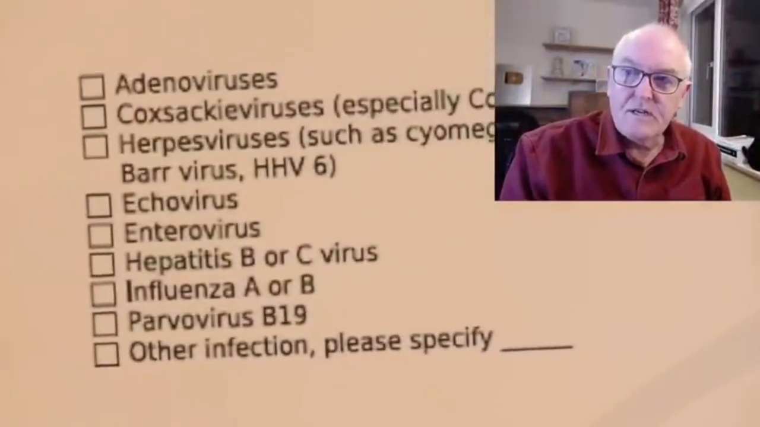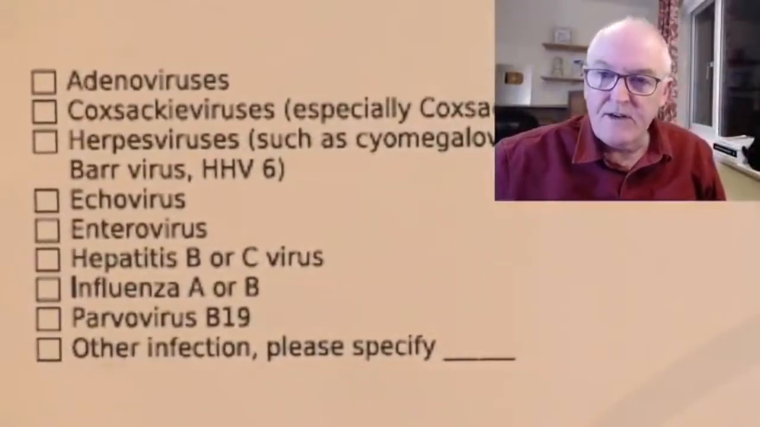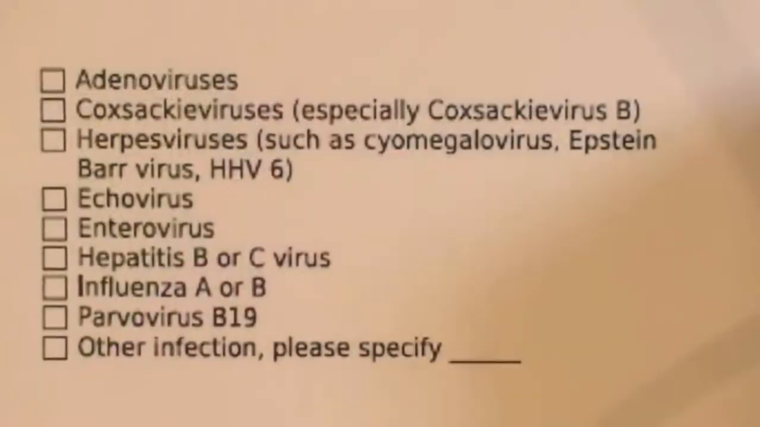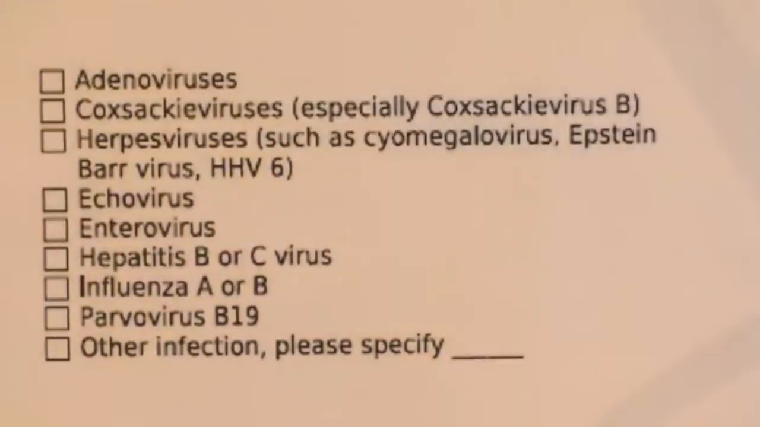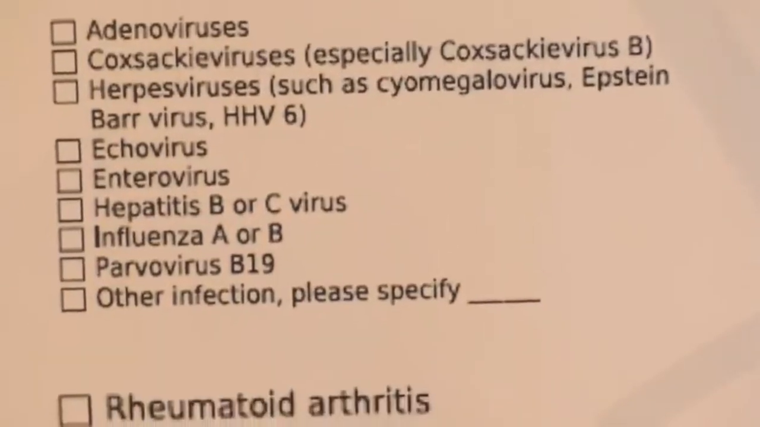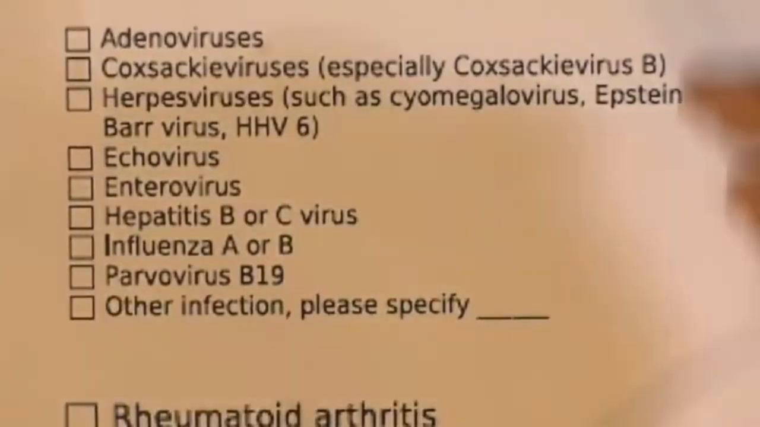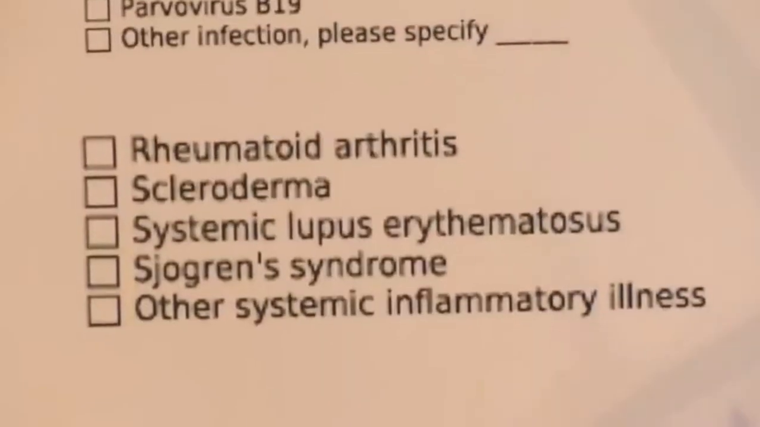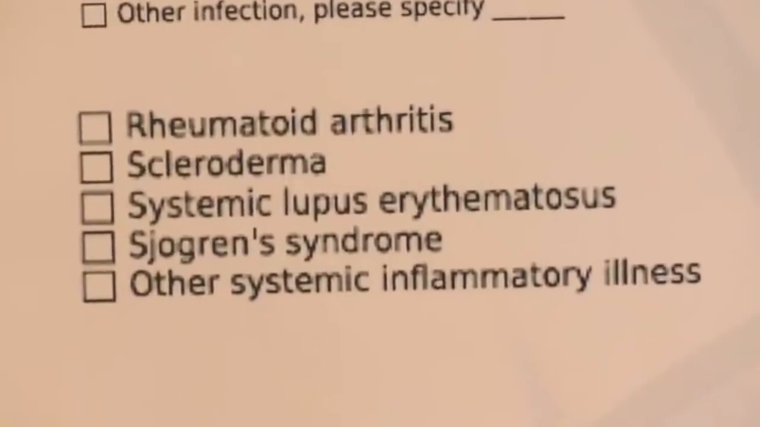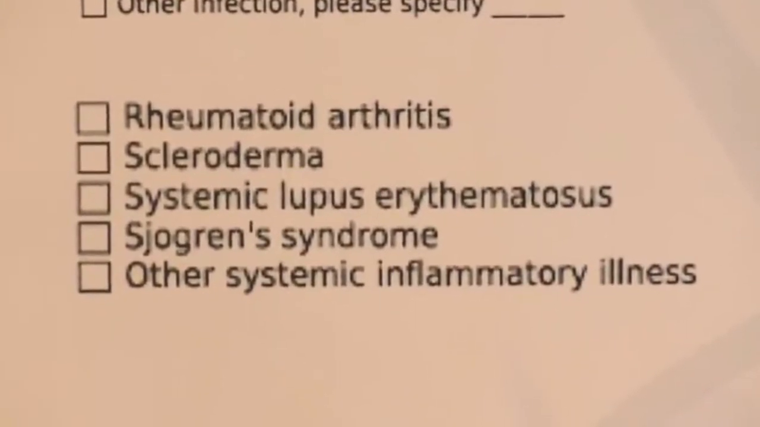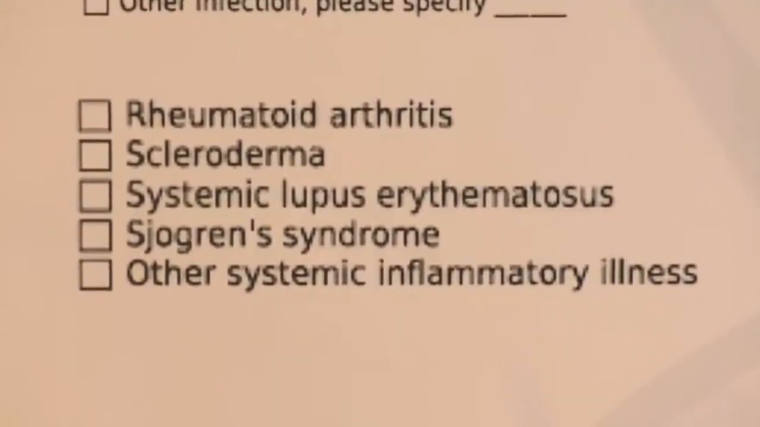Also, they'd asked you to identify other infections. So the member of the public, it would appear, is expected to know whether the infection was adenovirus, Coxsackie virus. I mean, how could you know any of this stuff? It's all specialised stuff. Another part asks you to say if there's any rheumatoid arthritis, scleroderma, systemic lupus erythematosus, Sjögren's syndrome, or other inflammatory diseases. I mean, how can a member of the public do that?